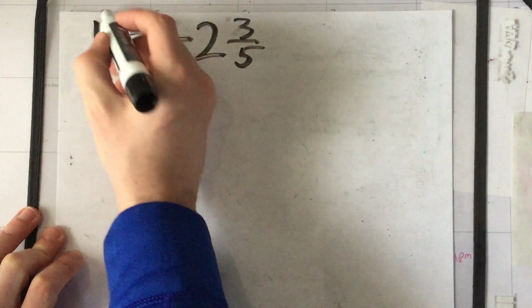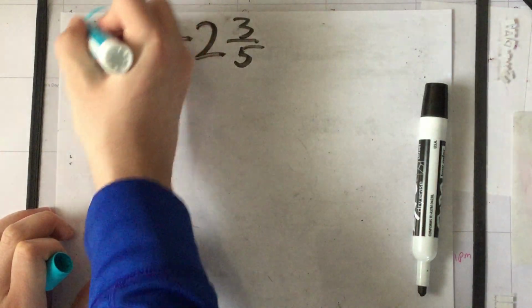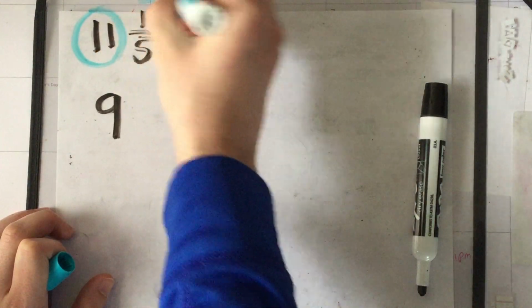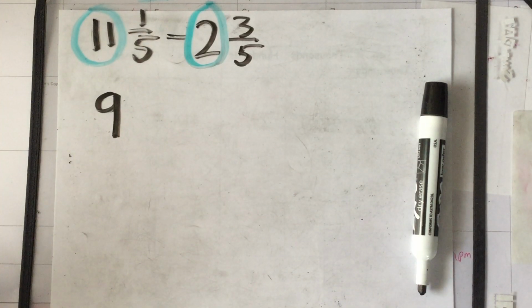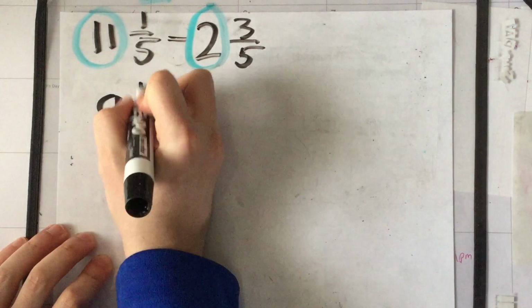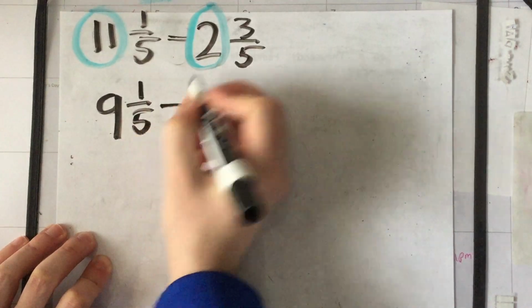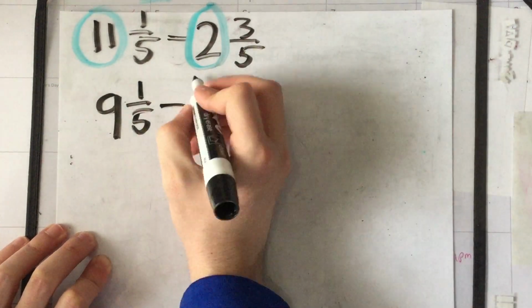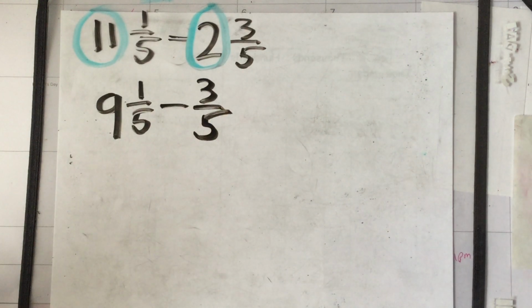We just did 11, I'm going to circle that in a different color. We just did 11 minus 2. That's all we did, 11 minus 2. So this 1/5 has to come along still, because it's still there. But since that 2 is now gone, we just have 3/5 now. And now this is looking like what we just did.